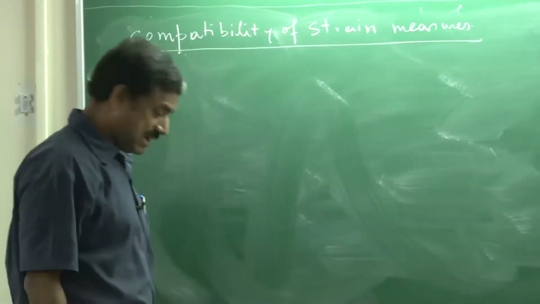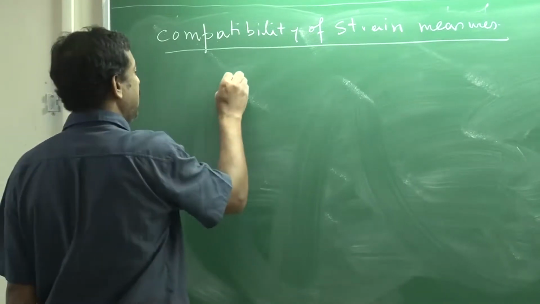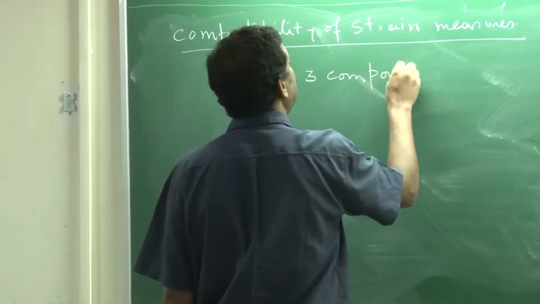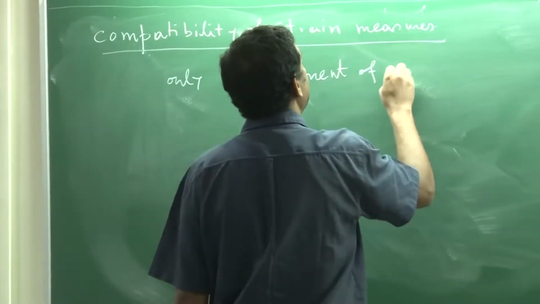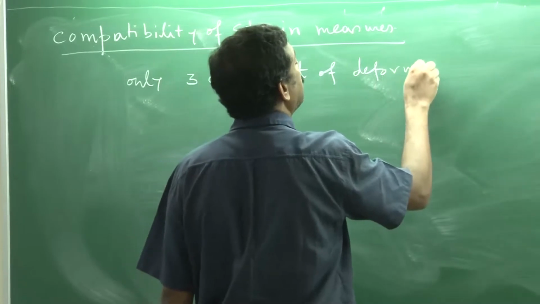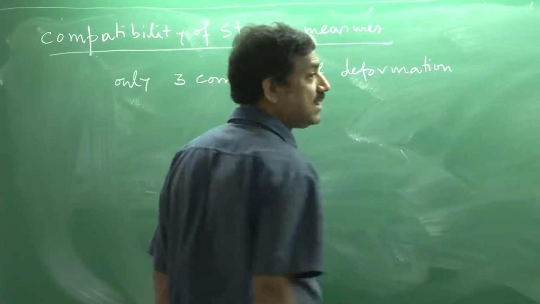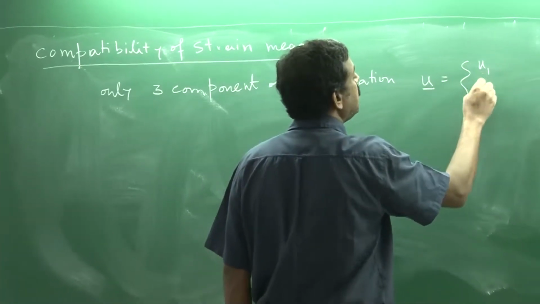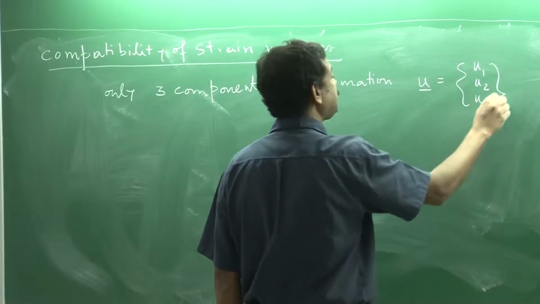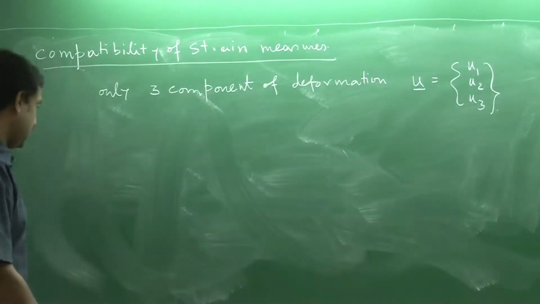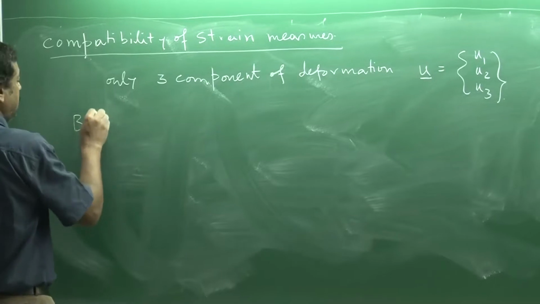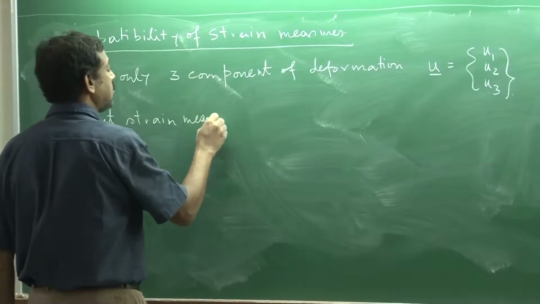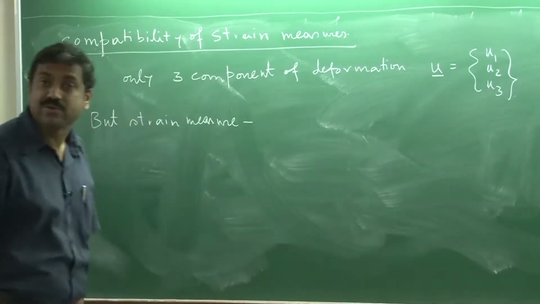So, if you can recall, in a body we can have only 3 components of deformation, right. So U is a tensor with 3 components, U1, U2, U3, right. But how many strain measures do we have?